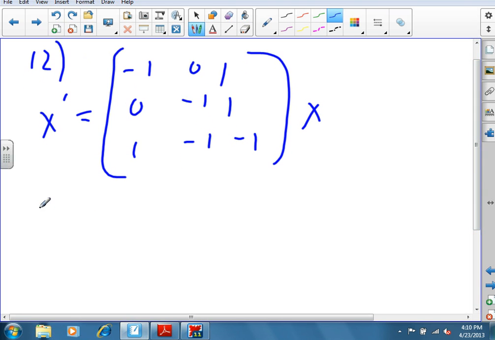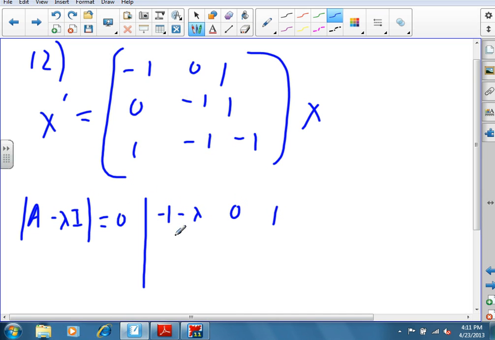Okay, so we want the determinant of A minus lambda I equal to 0. So I'm going to have minus 1 minus lambda, 0, 1. 0, minus 1 minus lambda, 1. 1, minus 1, minus 1 minus lambda.